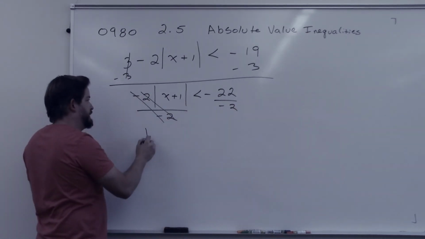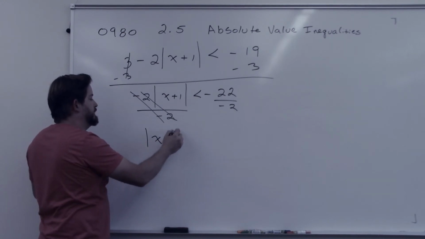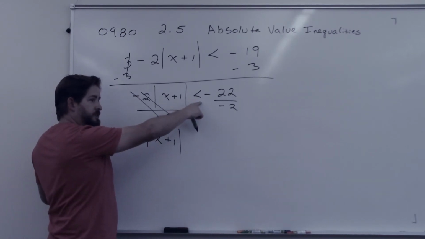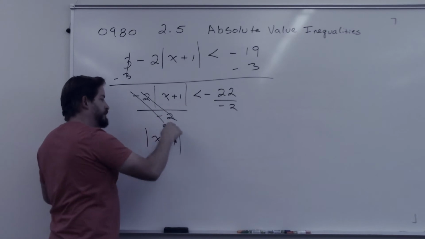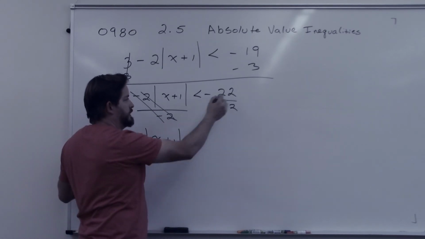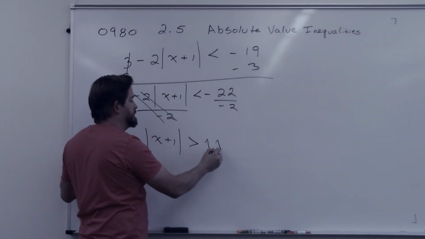I'm left with, then, the absolute value of x plus 1. I have to flip this side because it's an inequality, and I've divided by a negative, so that goes greater than, and that goes positive 11. Right?